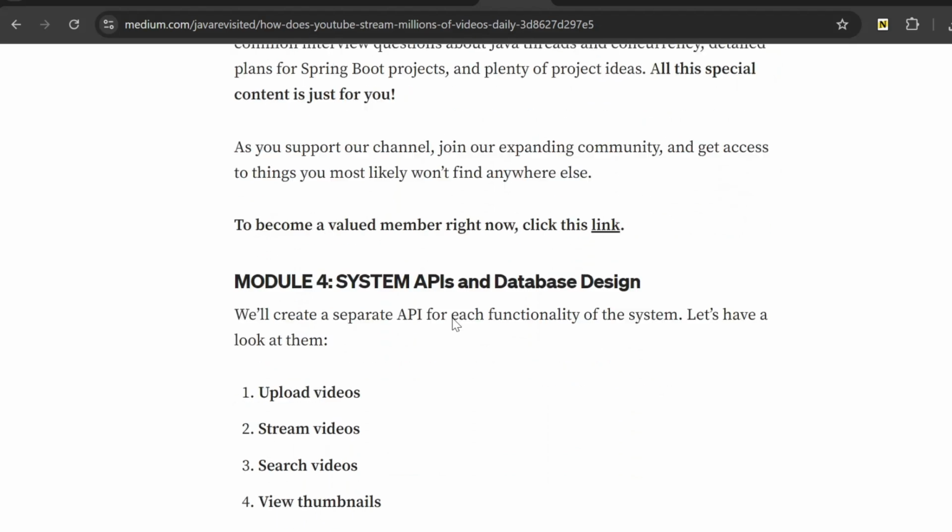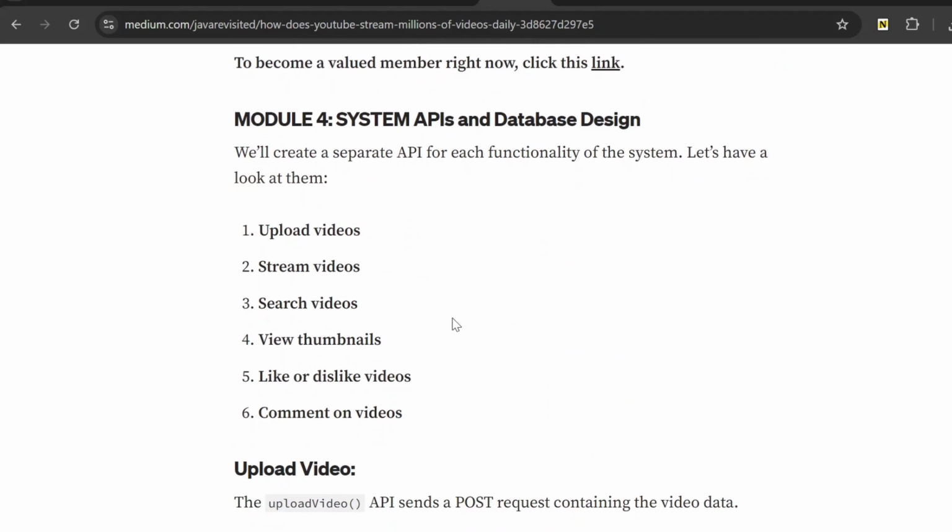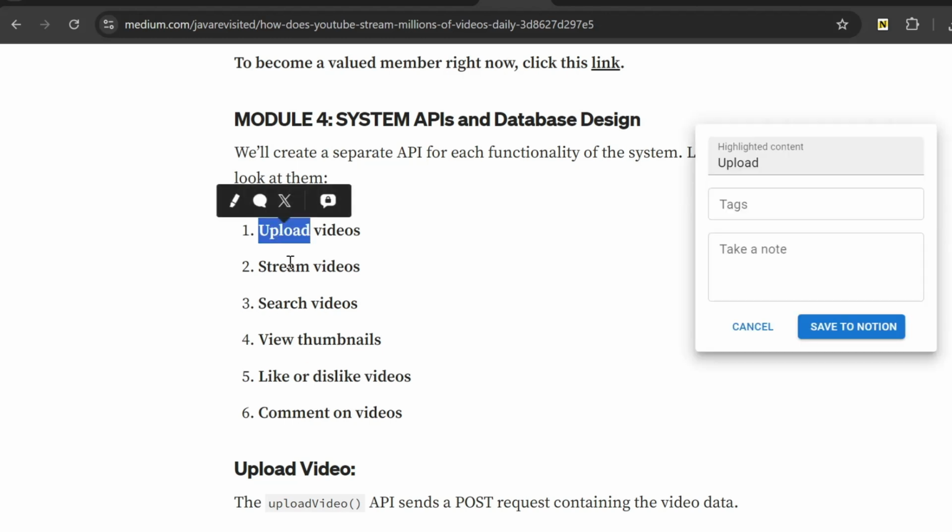The next part is about the system APIs and the database design. As I have already discussed, the functional and non-functional requirements are done. You made a note of the calculations. You also maybe made a note of the building blocks. Now, system APIs: how will you decide what the APIs are? Very simple. You have to relate to the functional requirements. So we had a functionality of uploads. We would need upload videos, stream videos, like that.